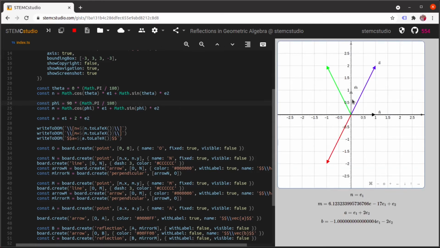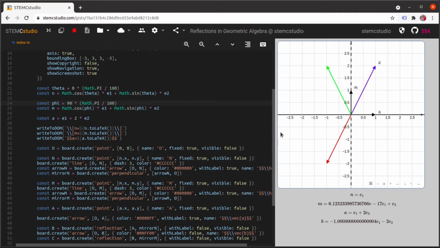Okay, so m is pointing upwards now. So a first gets reflected in this plane, so it ends up over here. And then this vector gets reflected in this plane here, so it comes down to here. So we can see the result is minus 1 e1 and then minus 2 e2. And here's b, minus 1 e1 and minus 2 e2.